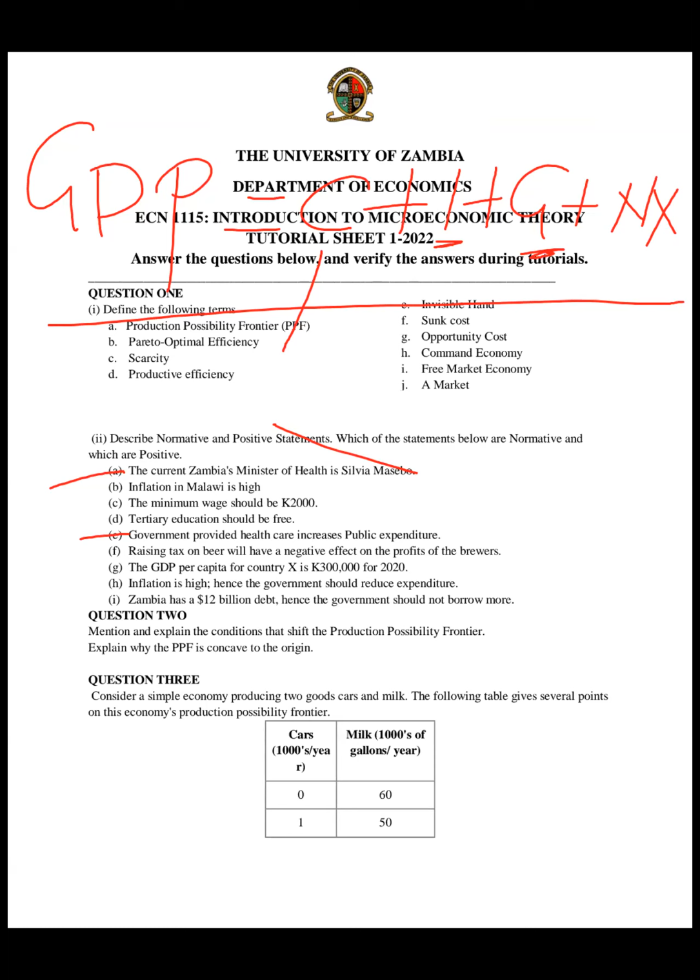Okay. Yes, sir. Raising tax on beer will have a negative effect on the profits of the brewers. Is that positive or normative? And we want a justification, because sometimes you can be asked to justify your answer. Anyone? Why do you say so? Because increasing taxes will increase the cost of production, which will ideally reduce their profit.